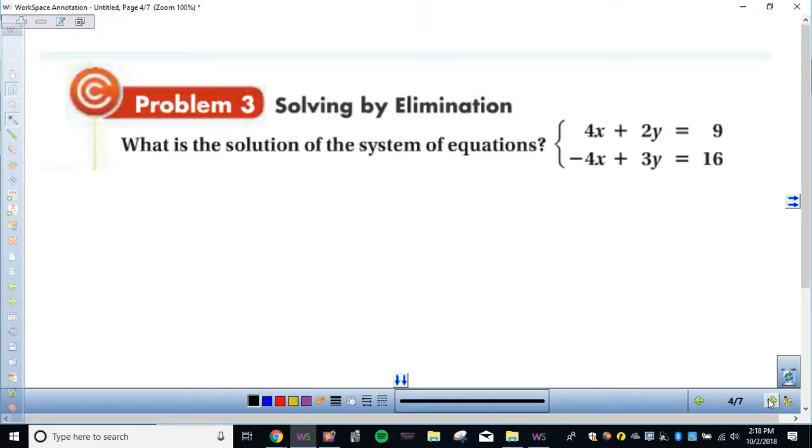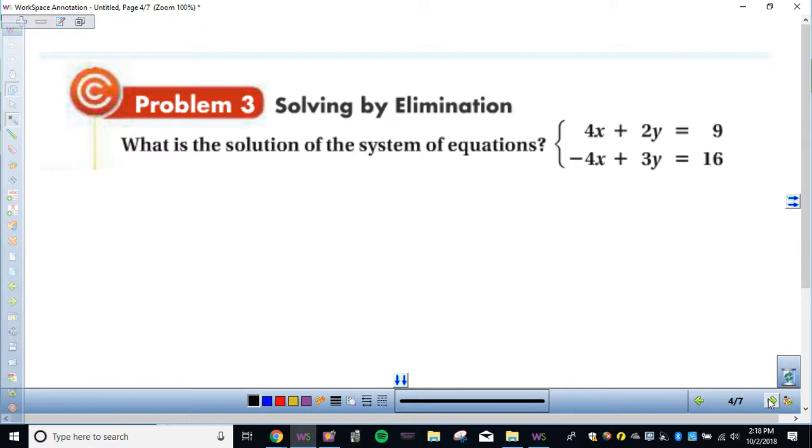Okay, now we're doing elimination. So with substitution, we're trying to isolate a variable. With elimination, we're trying to combine the equations vertically, eliminating either x or y, whichever is easiest. So if you look at this equation, which eliminates automatically, x or y? X. Remember, we're combining vertically.